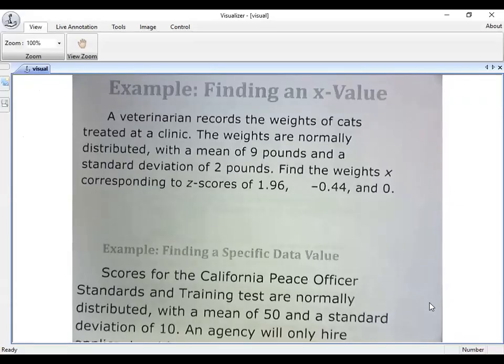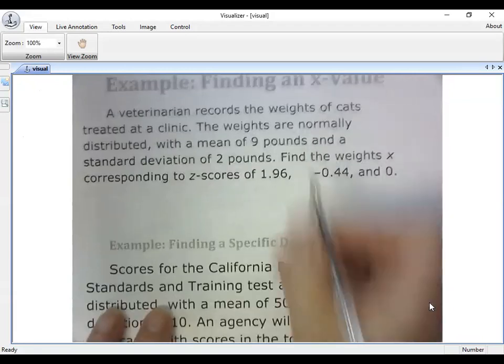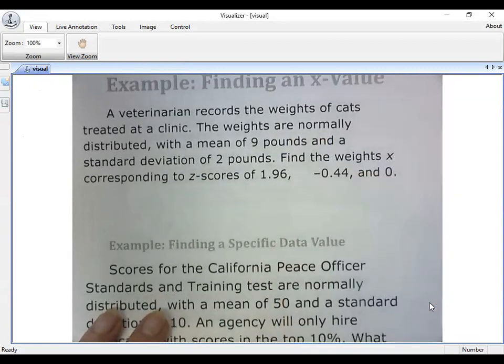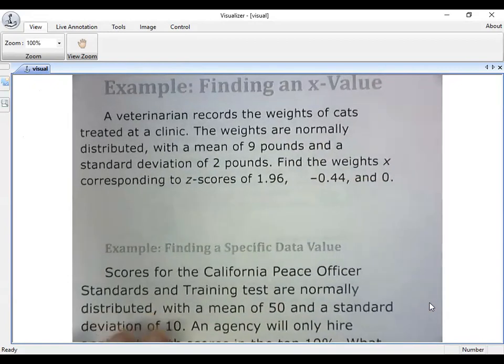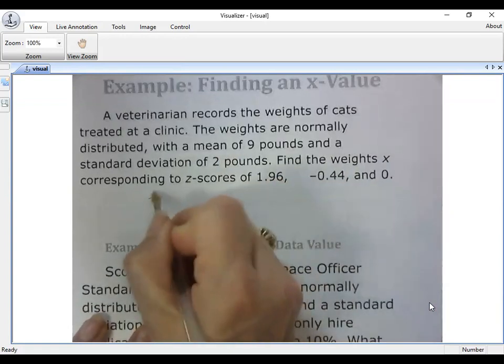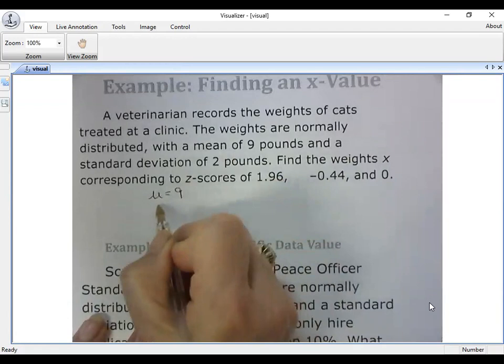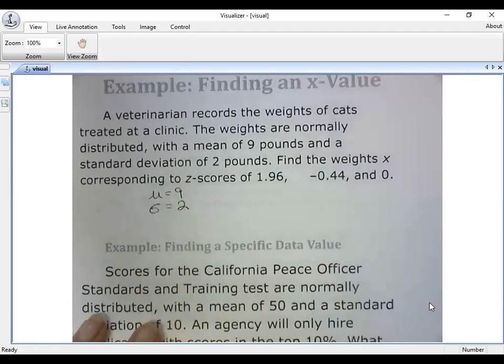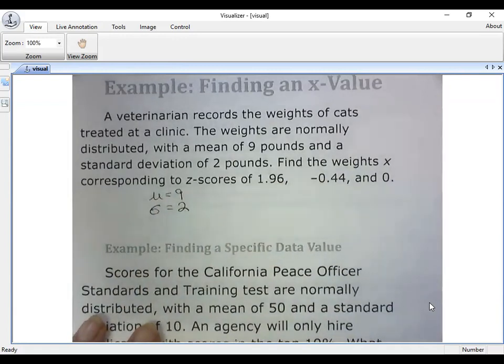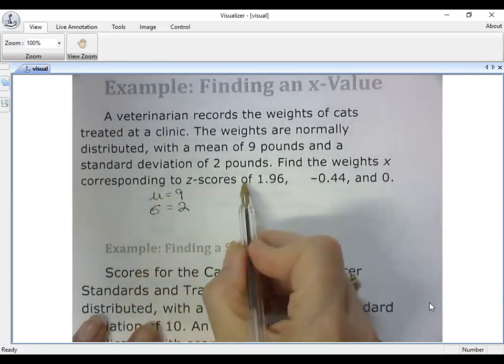So here's what we have. The weights are normally distributed. Is that important? Yes, that's what tells me that I get to use this normal distribution and I can work with z-scores and so forth. Now the mean is 9 pounds. The standard deviation is 2 pounds. And I want to get the x value for the weights that would correspond to these z-scores.